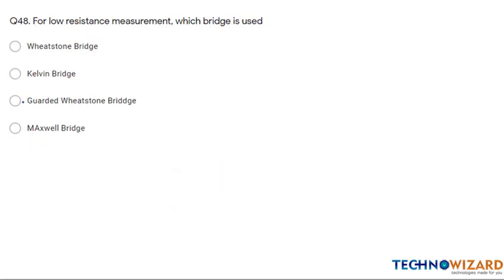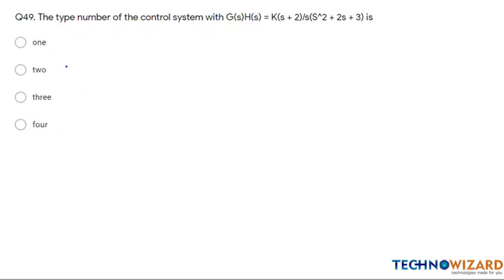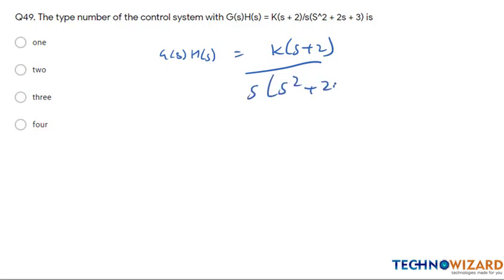Question number 48. For low resistance measurement, which bridge is used? For low resistance measurement, Kelvin bridge is used. Simple. Question number 49. What is the type number here? Now G of S, H of S is equal to K(S plus 2) upon S square plus 2S plus 3.